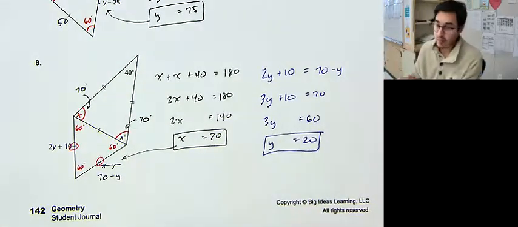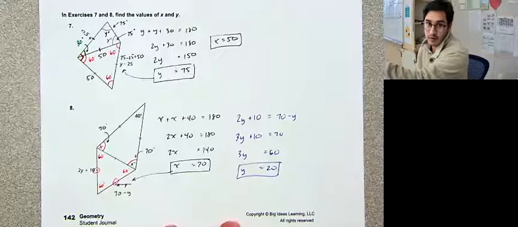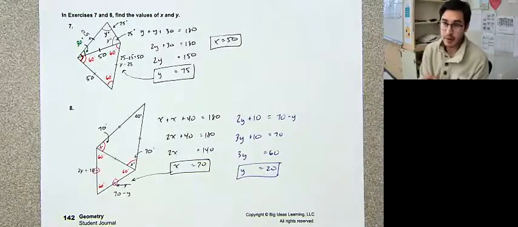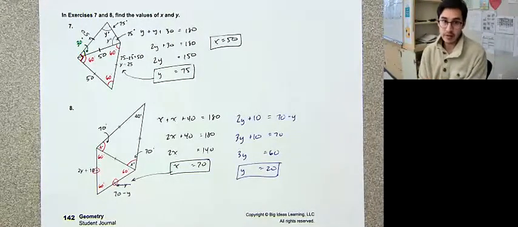And to solve both of these problems, we needed to use our knowledge about equilateral and equiangular triangles. We had to use our knowledge about isosceles triangles.